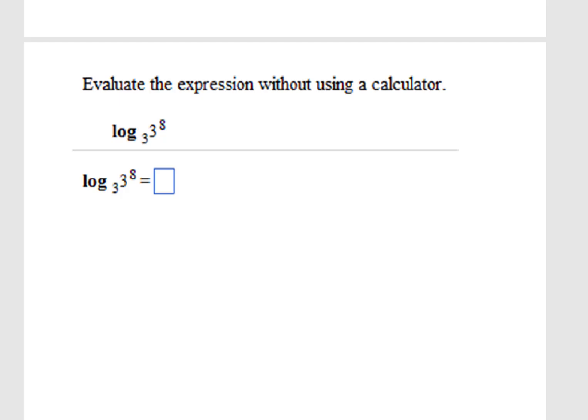So log base 3 of 3 raised to the 8th power. Well, they already have it separated, and so we see our bases are the same. So I know this will have to be the exponent, because I'm saying 3 raised to what is equal to 3 raised to the 8th power? Like I literally just filled in the blank. 3 raised to what number is equivalent to 3 raised to the 8th power? Well, 3 raised to 8 would be equivalent to 3 raised to the 8th power.